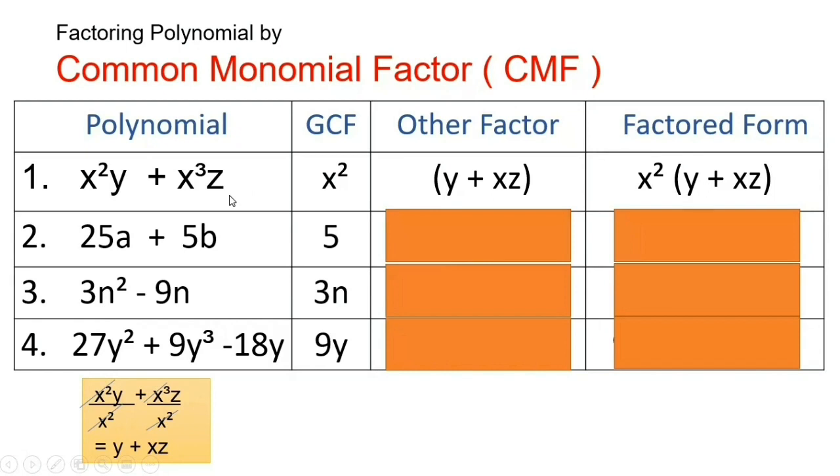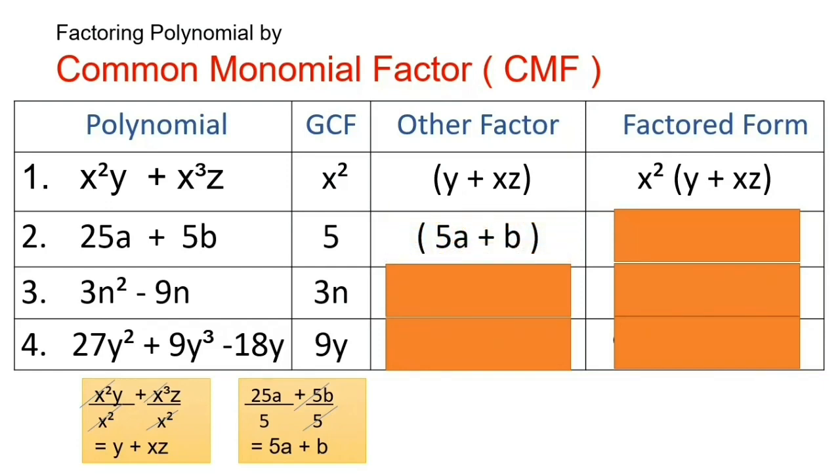Okay, naintindihan? Next, sa number 2. So, we have 25a plus b divided by 5. So, 5 kasi yung ating GCF. So, 25 divided by 5 is equals to 5. And then, bring down a. And then, 5 divided by 5 is equals to 1. So, pwede natin hindi isulat si 1 dito. Invisible 1 yon. And then, bring down b. So, maka-cancel out na siya. So, ang ating other factor ay 5a plus b.